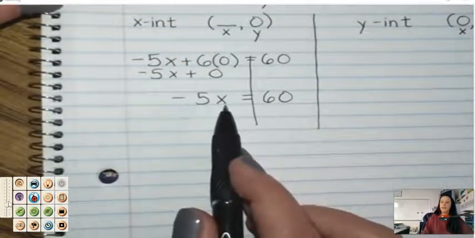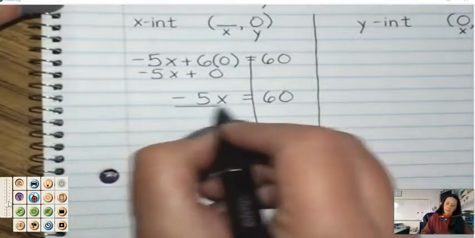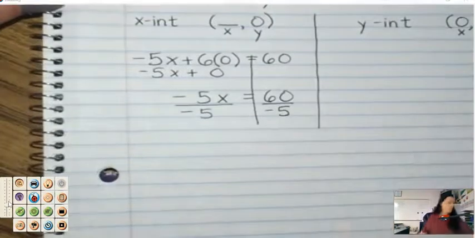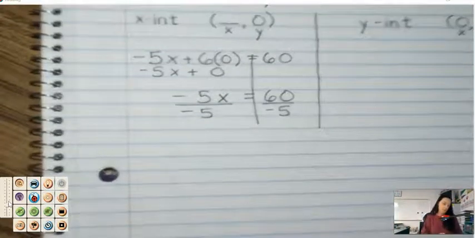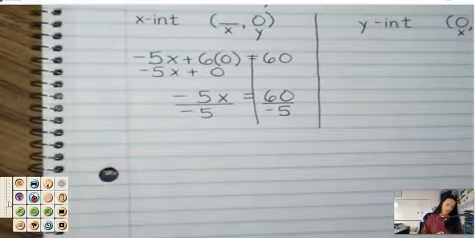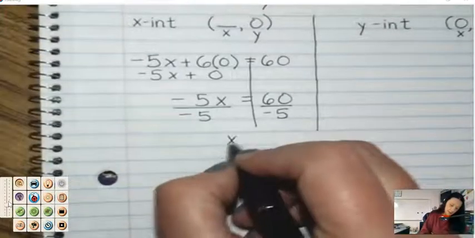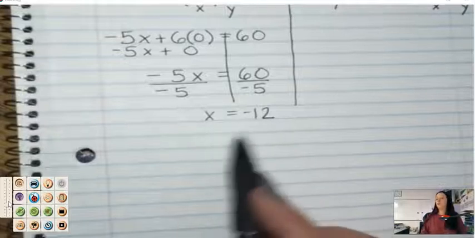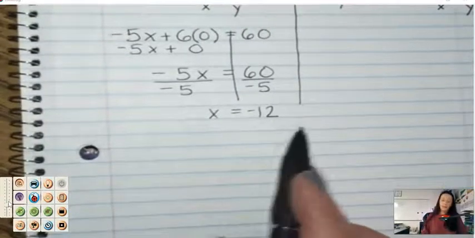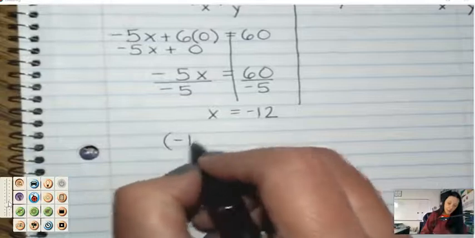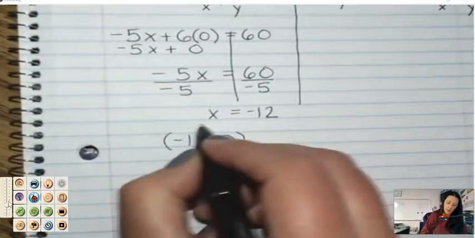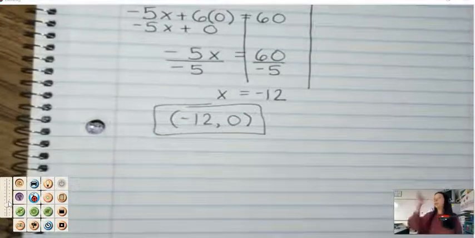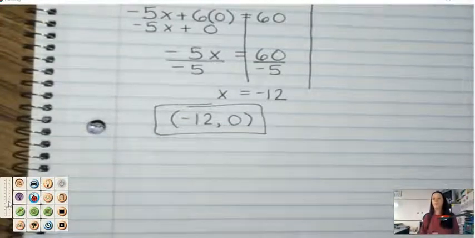Okay, look at the side that has the x. Instead of multiplying by negative 5, we're going to divide by negative 5. 60 divided by negative 5 is negative 12. Do not write x equals negative 12 and circle that. I will mark that wrong. The x-intercept is negative 12, comma 0. That's the point. X equals 12 is a vertical line. So don't put x equals 12.